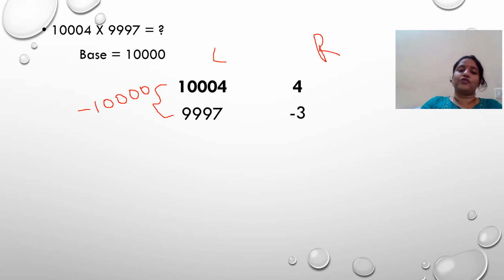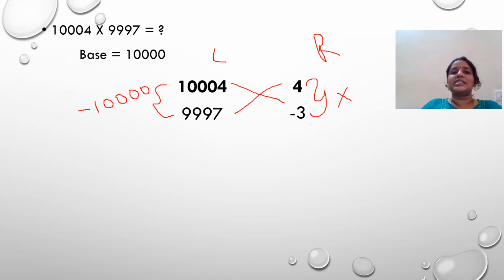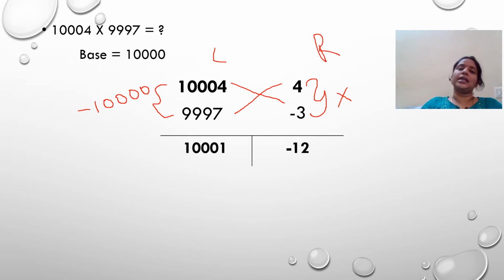So what would be the answer of my LHS and my RHS? For my LHS, I am going to cross add the number and the answer which I got by subtraction. And for my RHS, I will be multiplying the answers which I have got by subtracting the number by the base. So my LHS will be 10,001 and my RHS is minus 12. And hold on, again check the number of digits in the RHS. The number of zeros in the base is 4, but the number of digits in the RHS is 2.